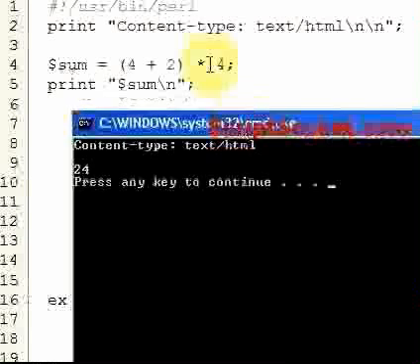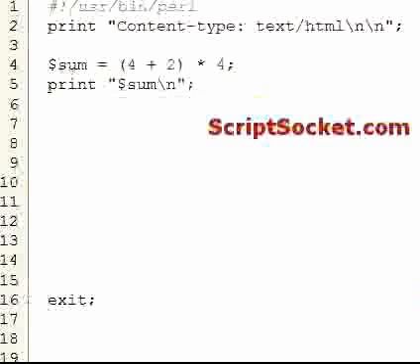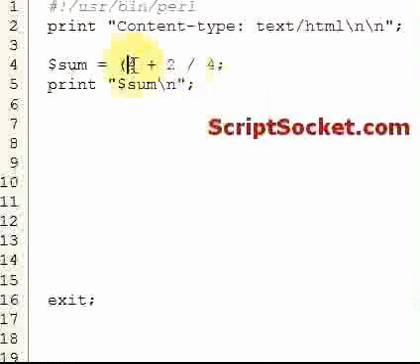Similarly, division takes precedence over addition and subtraction. So 4 plus 2 divided by 4, what will that give us? Well, 2 divided by 4 would be 0.5. 4 plus 0.5 is 4.5. Okay, 4.5.